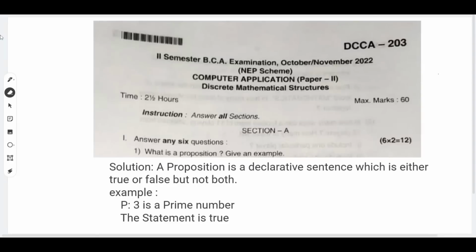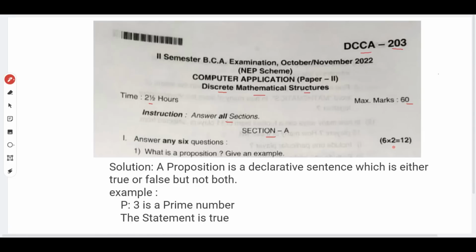Today I am here to solve the second semester BCA question paper, October-November 2022 final exam. The paper code is DCCA 203 and the subject is Discrete Mathematical Structure. The time duration will be 2.5 hours. Maximum marks will be 60. We need to answer all the sections.